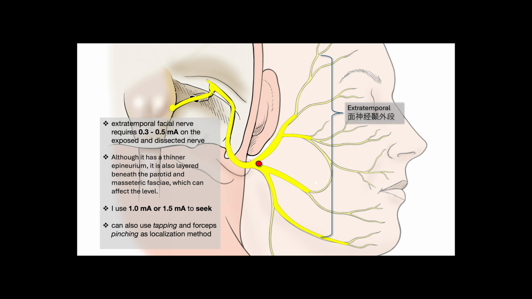For localization, I usually begin with 1.0 to 1.5 milliamps, then reduce as soon as the nerve is visually confirmed. Mechanical feedback can assist electrical mapping in this region. Gentle tapping of the trunk or direct contact with forceps produces corresponding EMG activity and helps refine the exact position. This combination of tactile and electrical cues ensures precise identification while minimizing unnecessary current exposure.